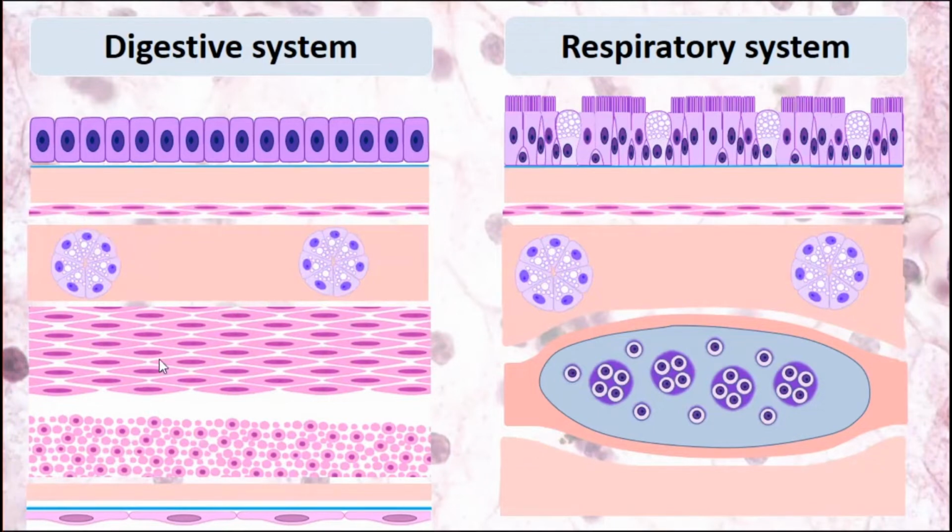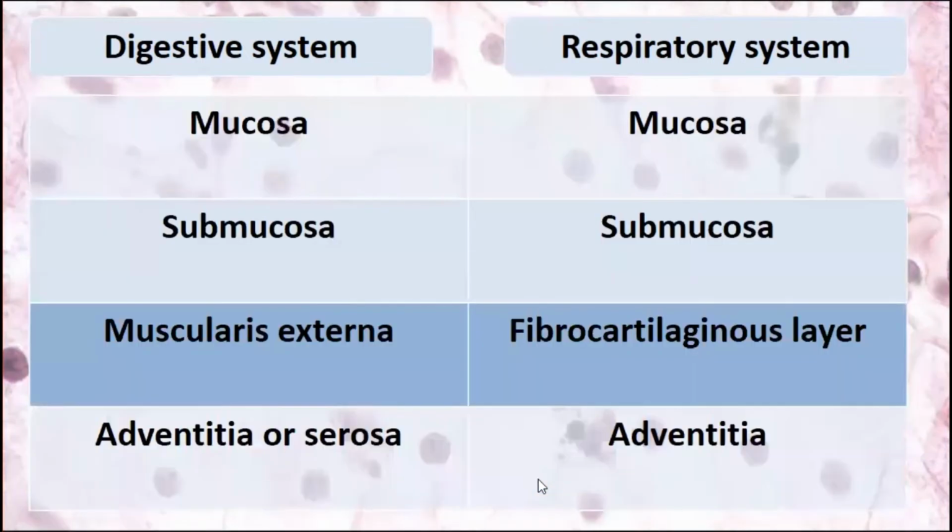Next, vascularis externa is present in the digestive system. In respiratory, we have fibrocartilaginous layer, and the outer membrane in digestive system may be serosa or adventitia. In respiratory system, always it's adventitia. And here we can compare. So main difference is in the vascularis externa and fibrocartilaginous layer, which results in the different features of the structure of those organs.